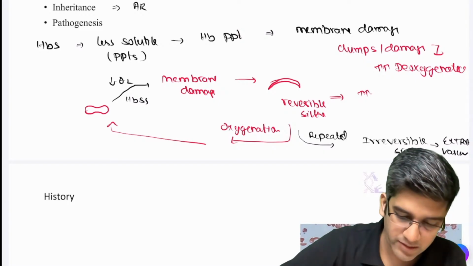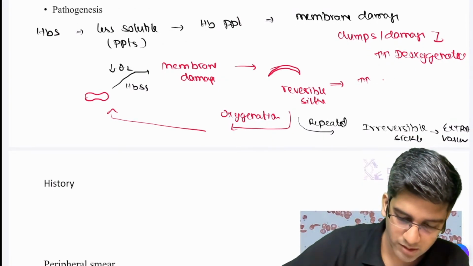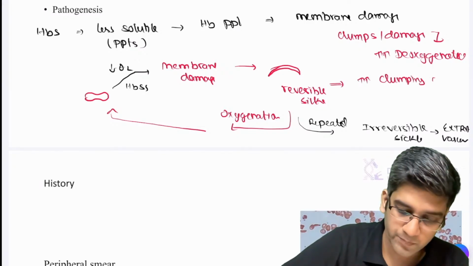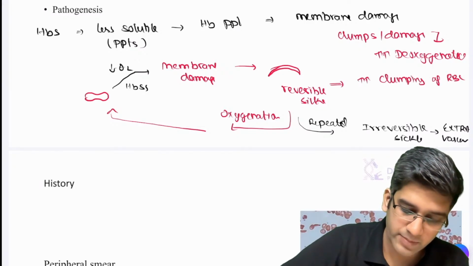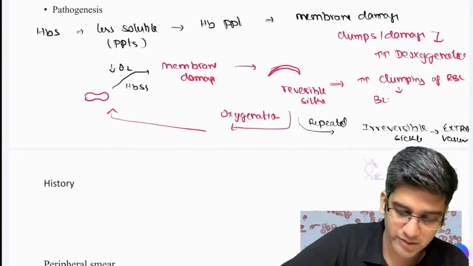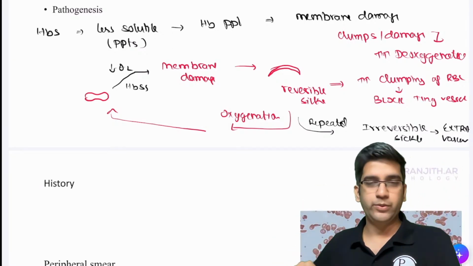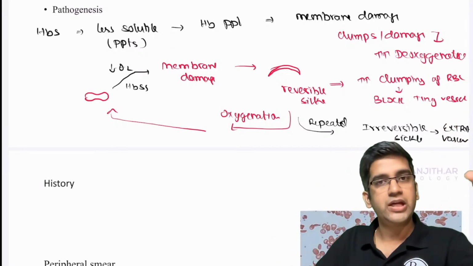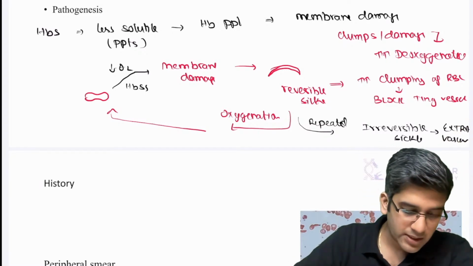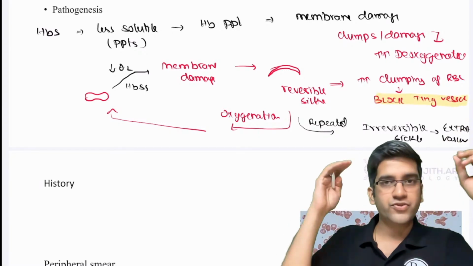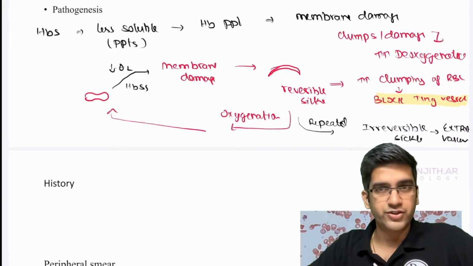This increases the clumping of RBCs, not the protein. So once they clump, the RBCs can go and block tiny vessels, because they can stack one on top of each other, which can block tiny vessels. That's my most important history and the most important pathogenesis. So please highlight this, because this causes your vaso-occlusive crisis.